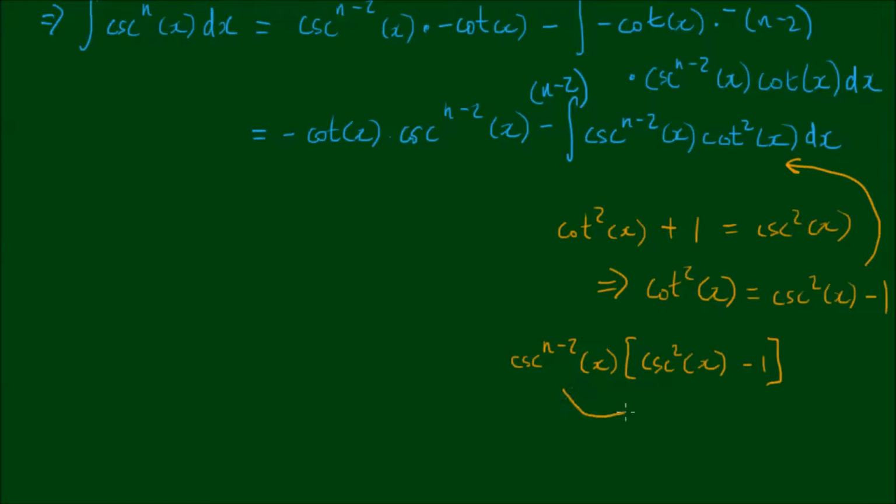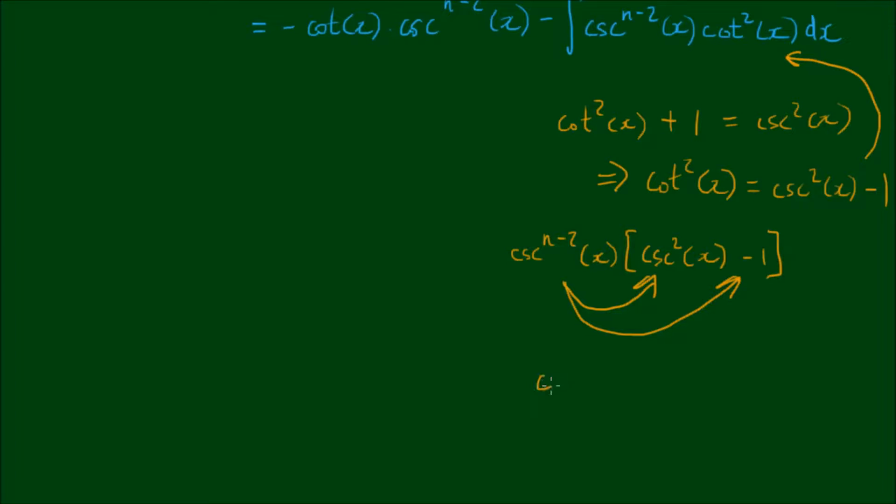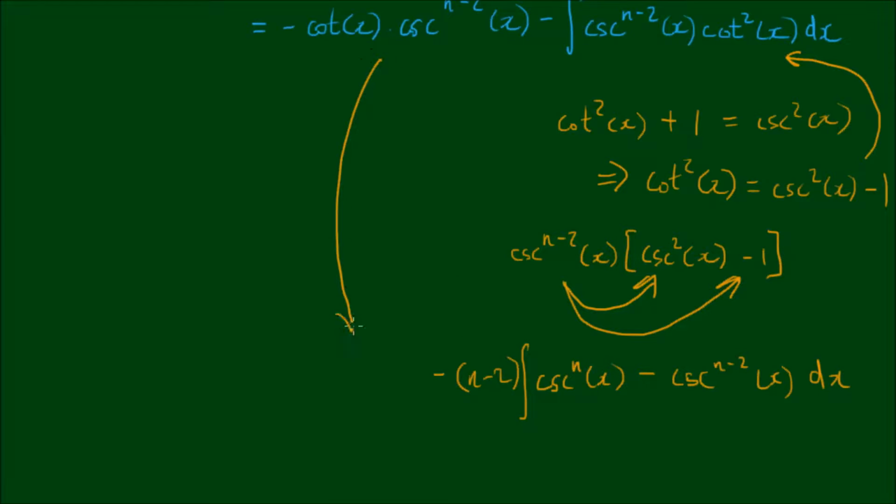We can now expand the outside term into the brackets. So the resultant after expanding the brackets is cosec to the nth power of x minus cosec to the n minus 2 power of x. And let's write the rest of the terms down. So we have the integral of both of these terms. We have n minus 2 at the front. We have a minus. Let's bring down the front term here: negative cotangent of x by cosecant to the n minus 2 of x.